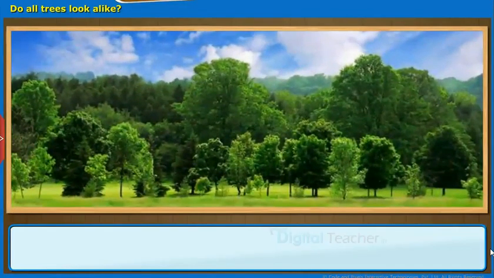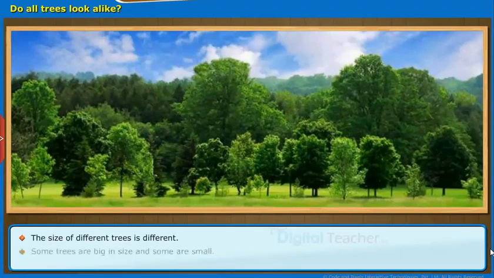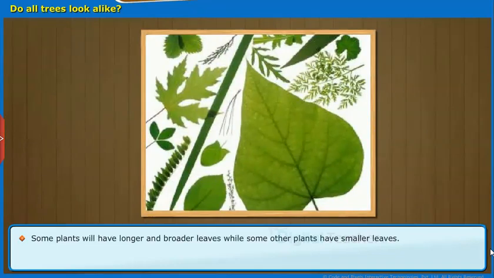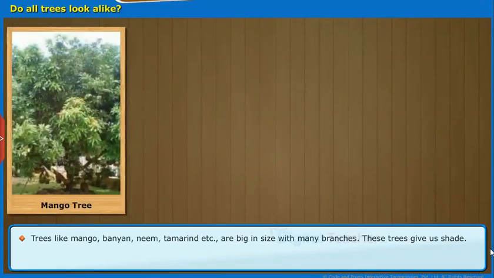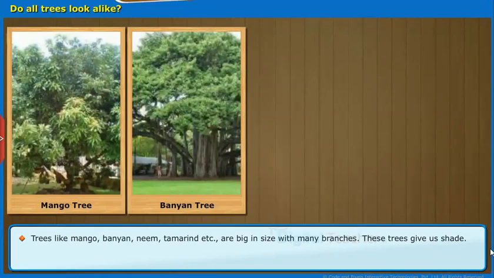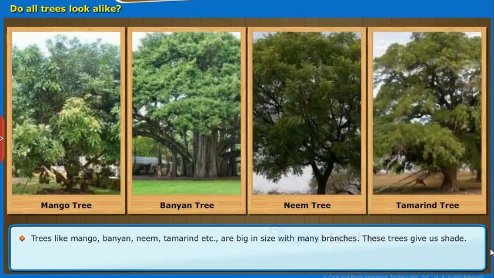Here, let us know whether the size of all plants is same or not. The size of different trees is different. Some trees are big in size and some are small. Some plants will have longer and broader leaves while some other plants have smaller leaves. Trees like mango, banyan, neem, tamarind, etc. are big in size with many branches.